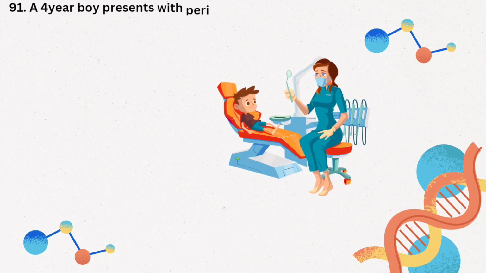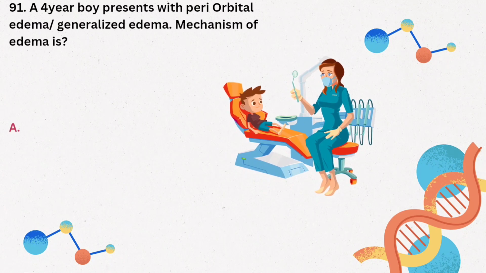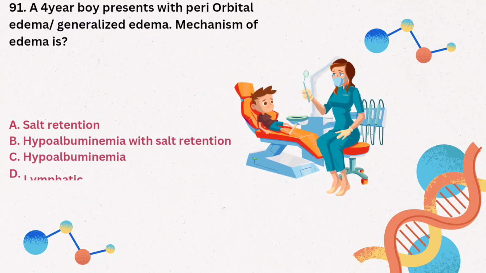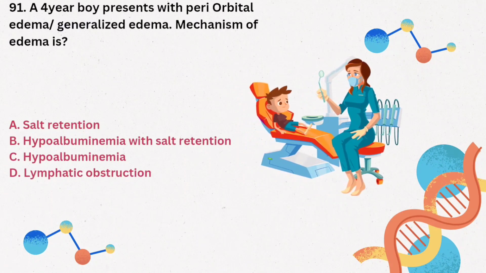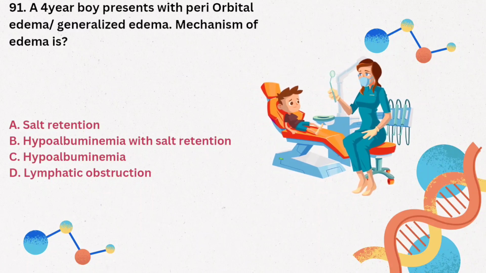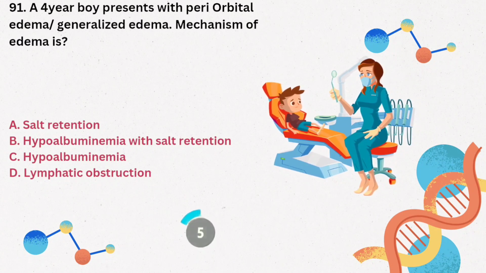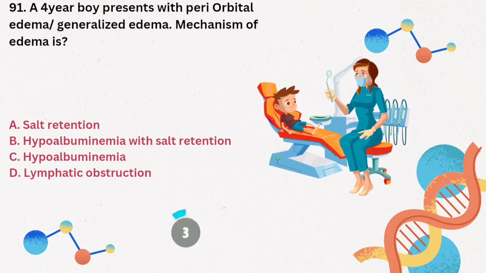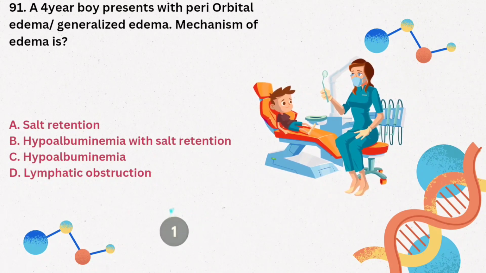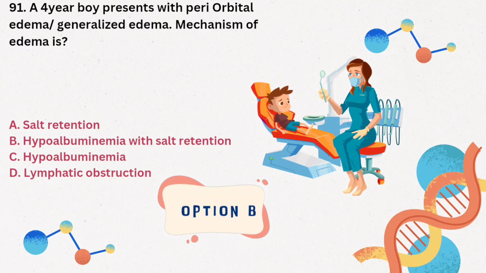A 4-year-old boy presents with periorbital edema and generalized edema. Mechanism of edema is A. Salt retention. B. Hypoalbuminemia with salt retention. C. Hypoalbuminemia. D. Lymphatic obstruction. Option B is the right answer.